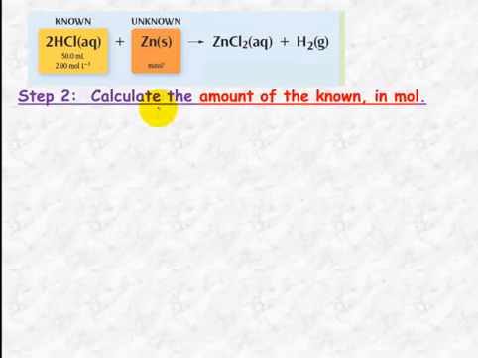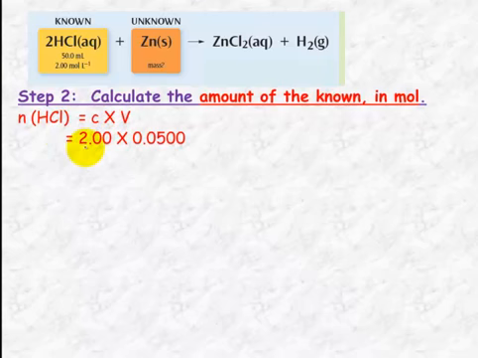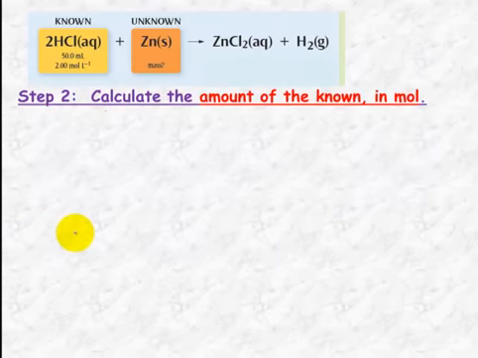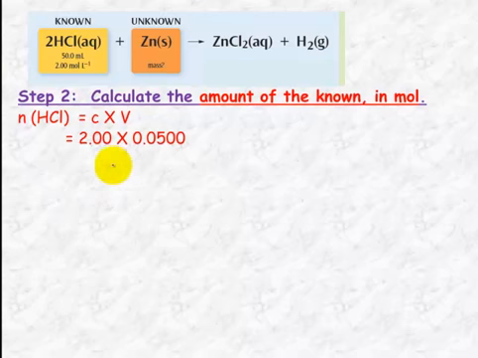So, calculate the amount of mole of the known in mole. So we know the number of moles of hydrochloric acid will equal C times V, which was 2.00 times 0.0500. And we had that from the previous slide here. Just this information I'm transferring over now. Okay. So that equals 0.100 mole.